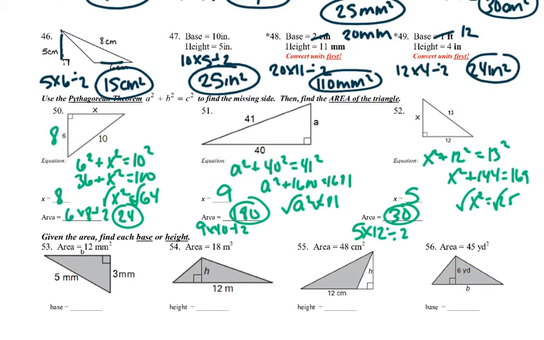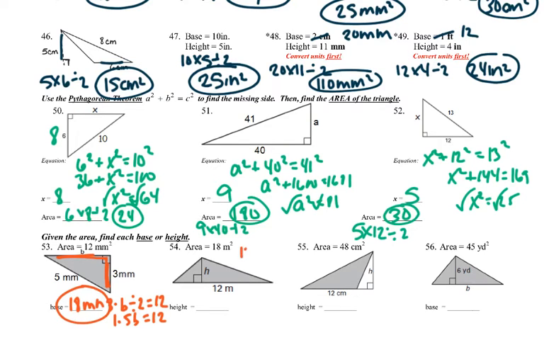Here, given the area, find the base or height. So this one people think it's just 12 divided by 3. But it's really not, because if you think about it, it's like 3 times b divided by 2 gives me 12, or 1.5b gives me 12. The answer is actually 18 millimeters.